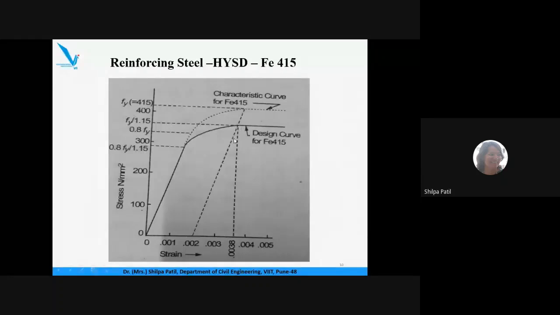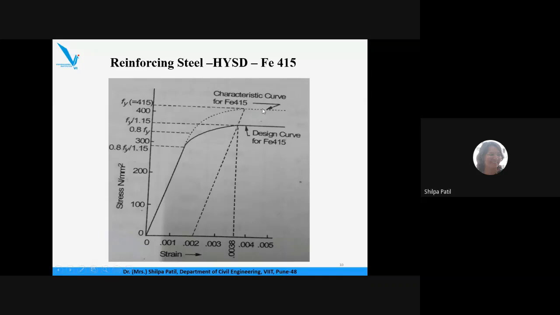So in this diagram, I will go to the characteristic curve here. The line is cutting somewhere here. The corresponding stress is called the yield stress for HYSD, and this point is defined as the yield point for steel. Okay. Now, similar to concrete, for steel also, we have to define the idealized stress strain curve.